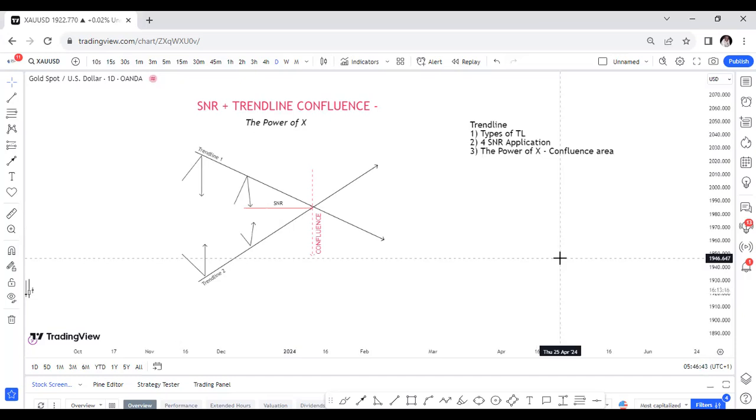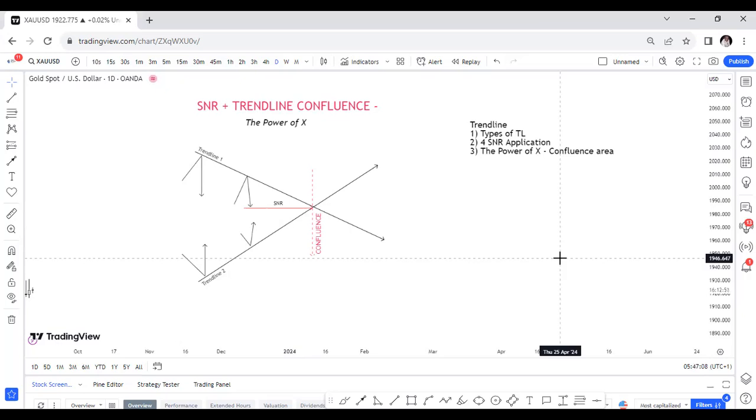Then in your trend line, you have to be logical. You don't have to draw it very well. You don't have to be sentimental. You must draw it according to the distance. The trend line must touch the SNR level, and there must not be a close going outside the trend line. The point of this must not go outside the trend line.